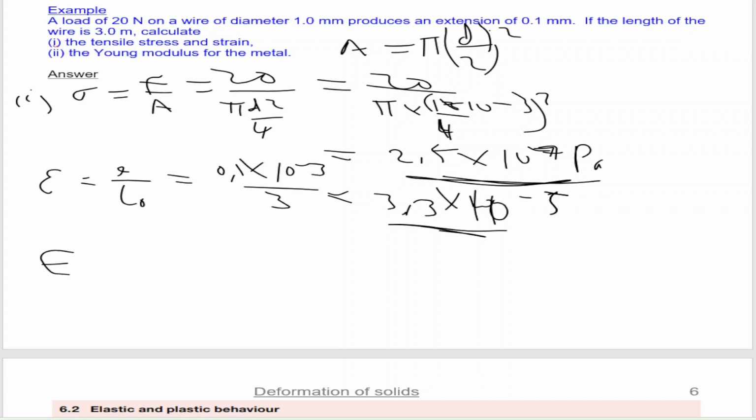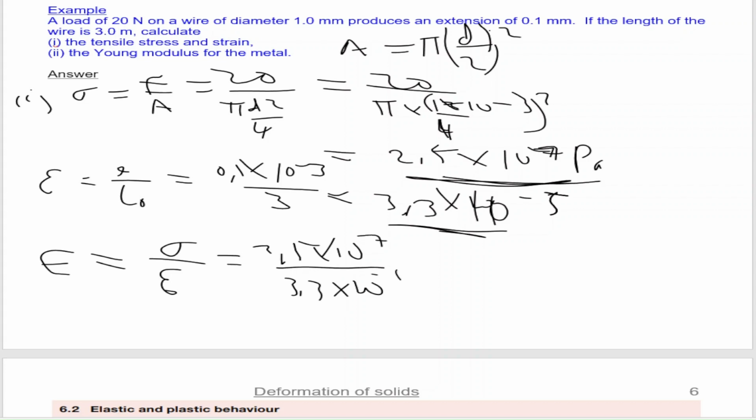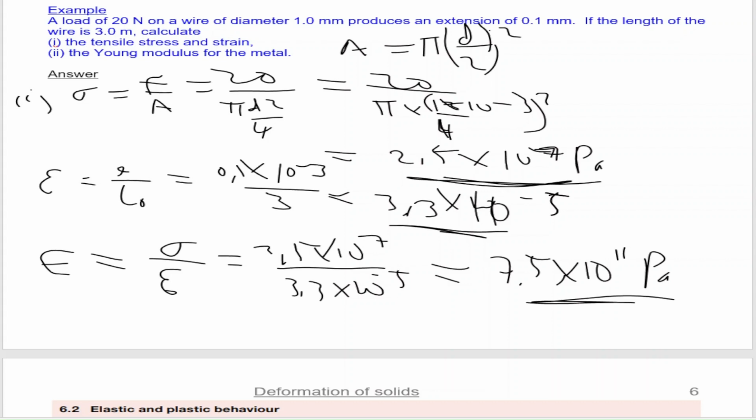Then to get the Young modulus, it is just going to be equal to sigma over epsilon, which is 2.5 times 10 to the power of positive 7 over 3.3 times 10 to the power of minus 5, which is going to be 7.5 times 10 to the power of 11 pascals. So be careful. Young modulus will be of that order, 10 to the positive 11, 10 to the positive 10, thereabout.